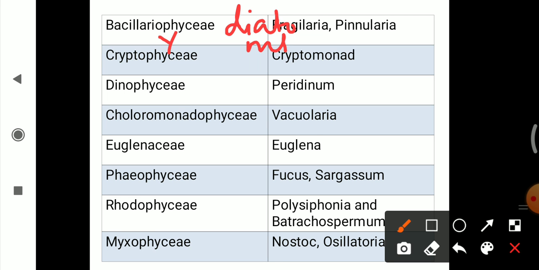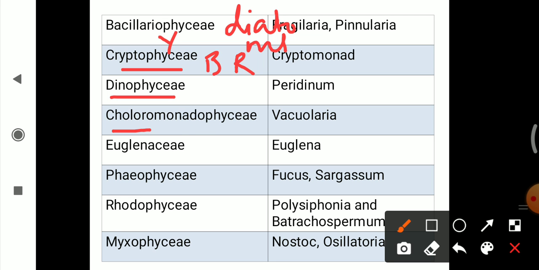Whereas the fifth class is the Cryptophyceae, which is the brown or red algae. Example is Cryptomonad. Dinophyceae, which is the brown and the red algae. Example is Peridinium.